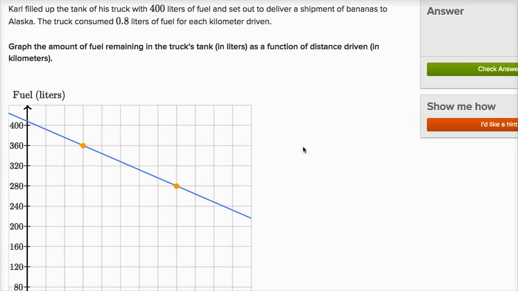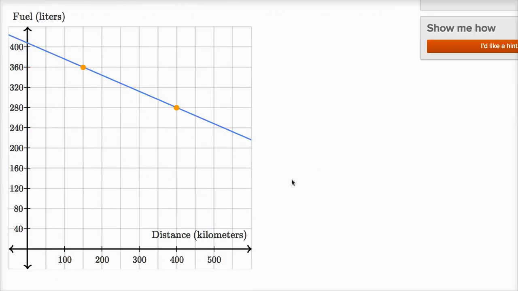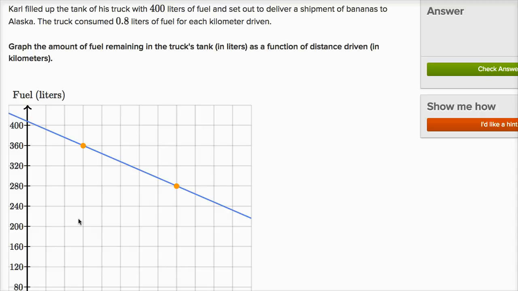Well, the first thing that we might want to think about is, what about before we've traveled at all? That might be an easy thing to figure out. What was the amount of fuel in the tank when we haven't traveled at all? And they tell us that in this passage. I encourage you to pause the video and think about that.